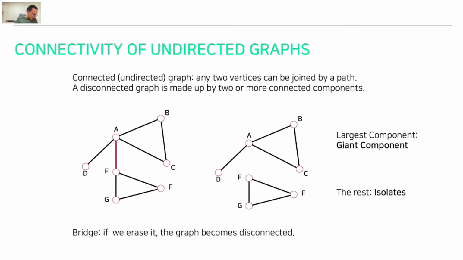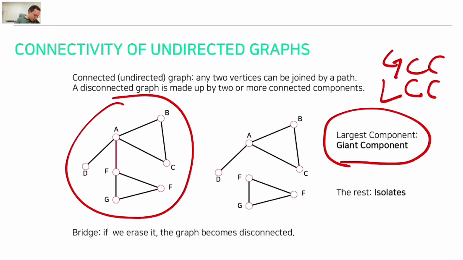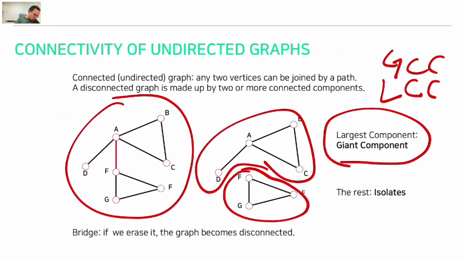So connectivity. It is usually to define the largest component. Sometimes we call it the largest connected component or giant connected component. So in a connected graph, any two vertices can be joined by a path, right? So they are connected, right? The disjoint graph is made up of two or more connected components. So it has two connected components. The rest is called isolate.